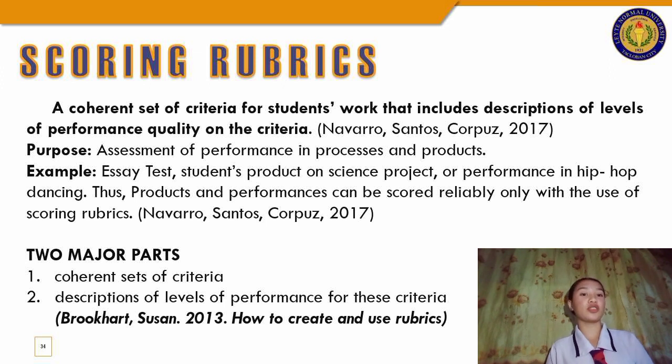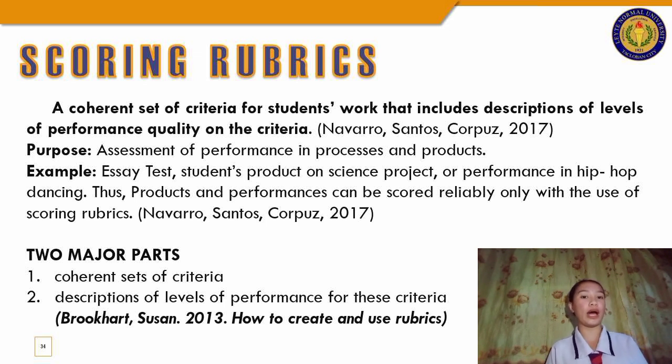Breaking down the structure of scoring rubrics, they consist of two major components. So first, coherent sets of criteria. These are the specific standards or expectations against which the student's work is being evaluated. They provide clarity on what is being assessed.